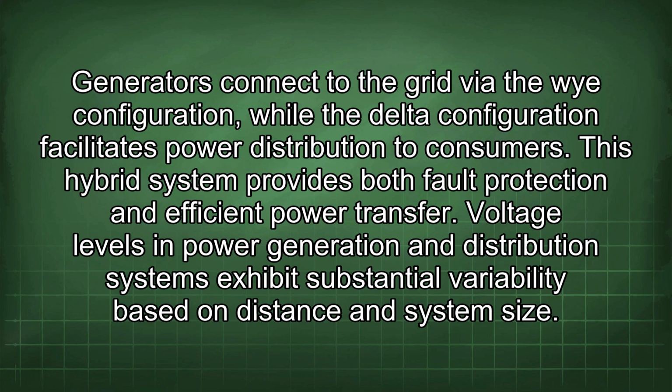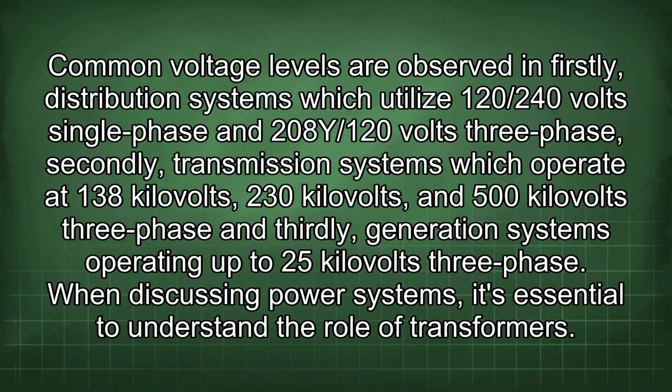Voltage levels in power generation and distribution systems exhibit substantial variability based on distance and system size. Common voltage levels are observed in, firstly, distribution systems, which utilize 120/240 volt single-phase and 208 Y/120 volts three-phase. Secondly, transmission systems, which operate at 138 kV, 230 kV, and 500 kV three-phase. And thirdly, generation systems operating up to 25 kV three-phase.